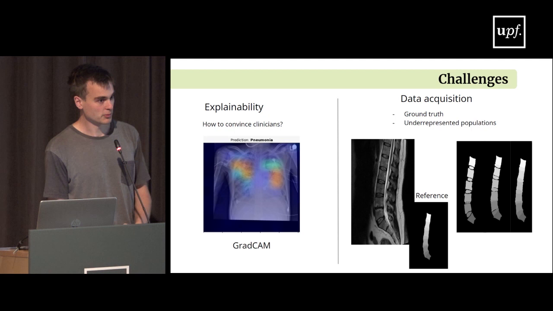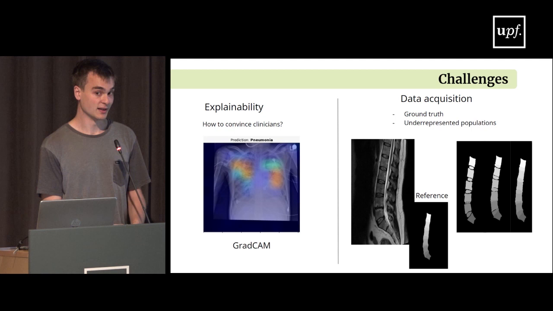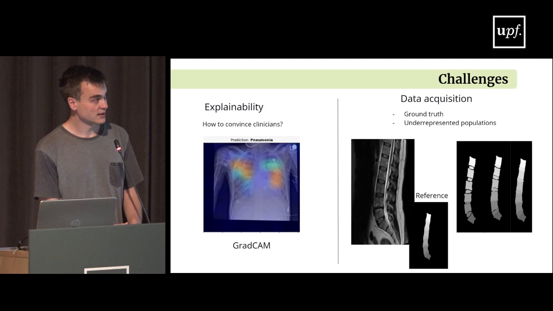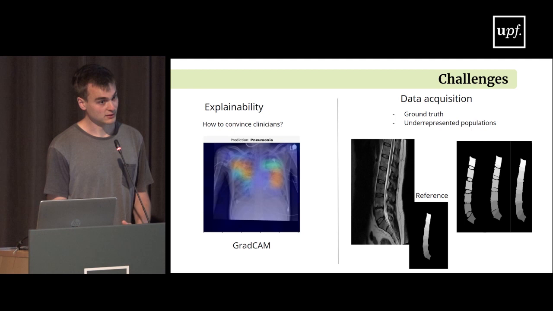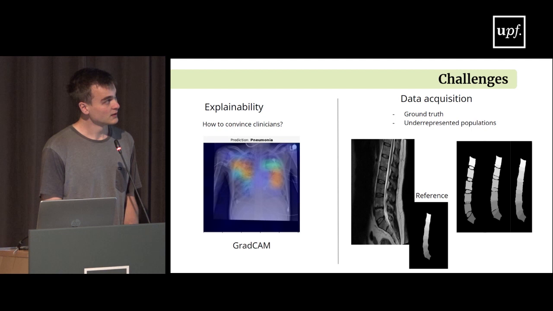Another one is the data acquisition. You need ground truth, and this ground truth can be hard to achieve, especially when it comes to segmenting the images. Here we had an attempt at segmenting the spine. Everyone tried, and you can see on the right, the three attempts are very different and not of the same quality, and this will totally affect the final results if the segmentation is not done properly.